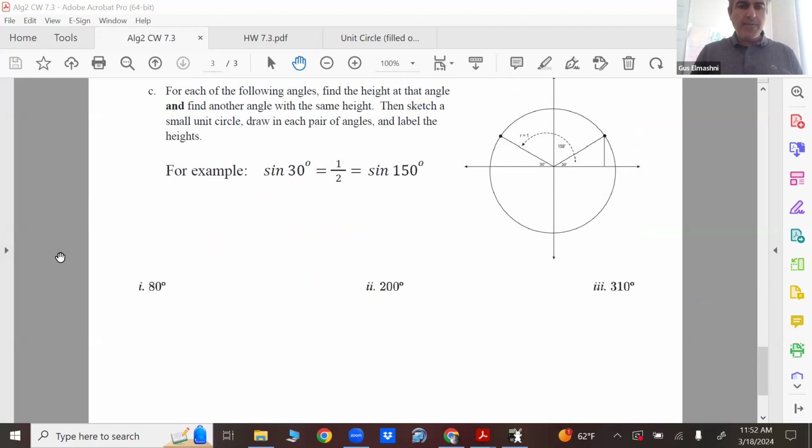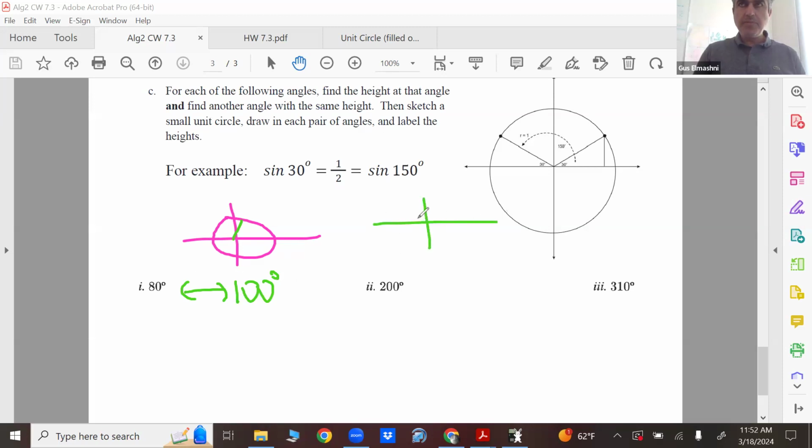So let's find equivalent angles. So 80 degrees would probably be somewhere right here. What would be the same height as 80 degrees? Yeah, 100 degrees, right? Okay, 200. So what's equivalent to 200 in the fourth quadrant? 340, exactly. It's all about symmetry, guys.